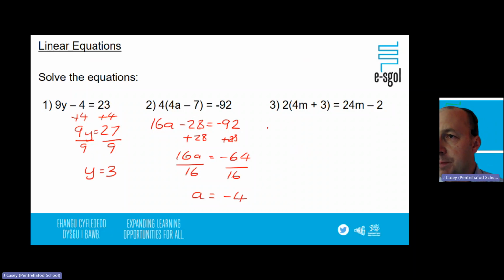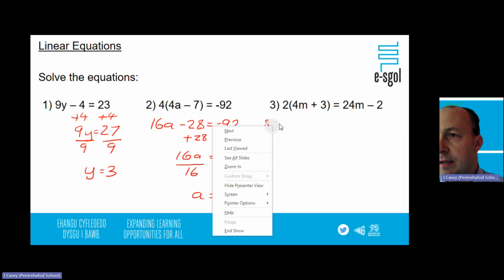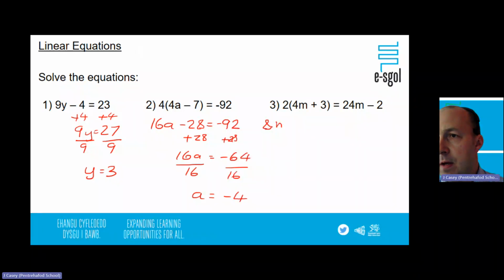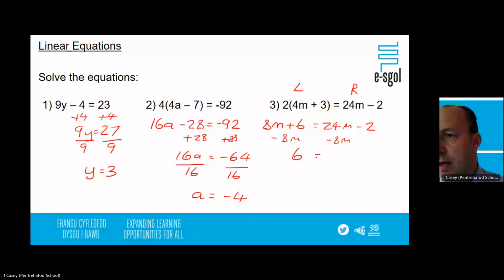And the last one, I'm going to expand that to get 8m plus 6 is equal to 24m minus 2. I haven't really changed anything there. All I've done is expand the brackets and write it in a different way. Now, if you notice, there's 24 m's on this side and there's 8 on this side. I want to get all the m's on the right-hand side, this being the left, this being the right. So I'm going to take away 8m from both sides, and I'm left with a 6 there. 24 take away 8 gives me 16m minus 2.